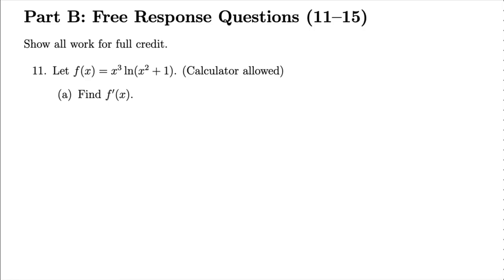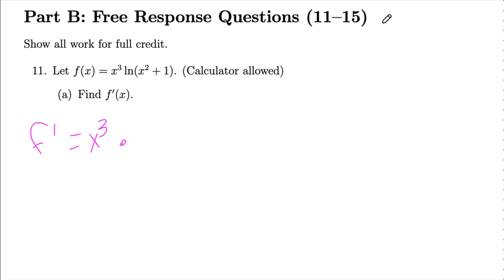Okay, so for number 11, we are going to have to use a combination of the product rule and the chain rule. So let's go ahead and start off. So let's start with the product rule. So we are going to do the first times the derivative of the second. This is going to require the chain rule, so I'm going to write it off to the side here.